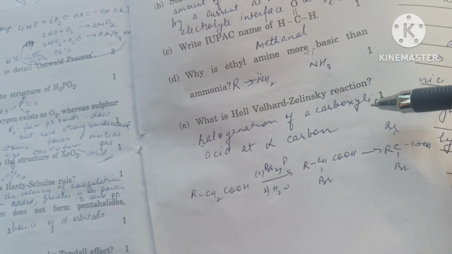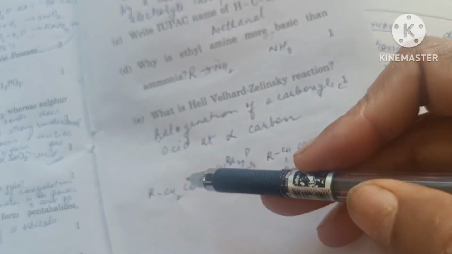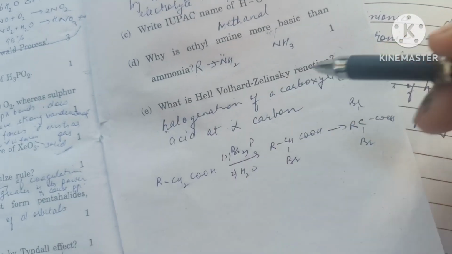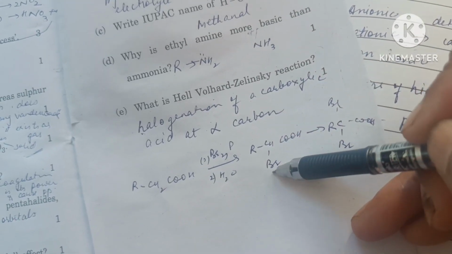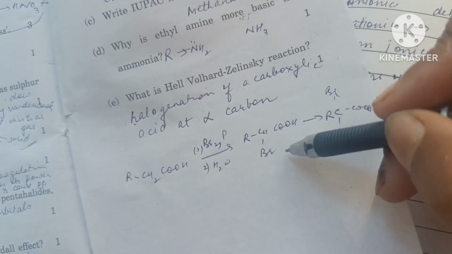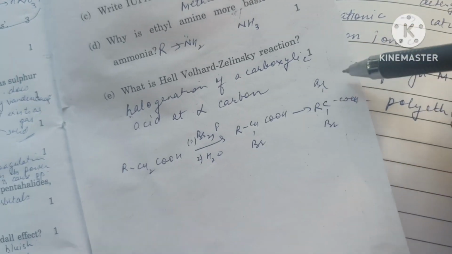What is Hell-Volhard-Zelinsky reaction? तो हेलोजनेशन ऑफ अ कार्बोक्सिलिक एसिड एट द अल्फा कार्बन इज कॉल्ड Hell-Volhard-Zelinsky रिएक्शन. अल्फा कार्बन के H की जगह हेलोजन लग जाएगा. फर्स्ट स्टेप में एक लगेगा, सेकेंड स्टेप में दूसरा हाइड्रोजन भी हेलोजन से रिप्लेस हो जाएगा.